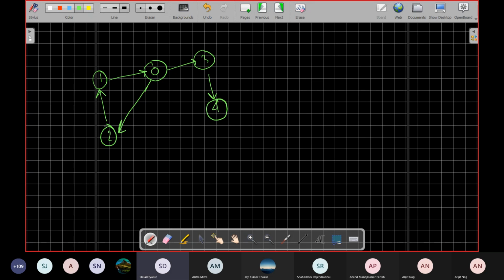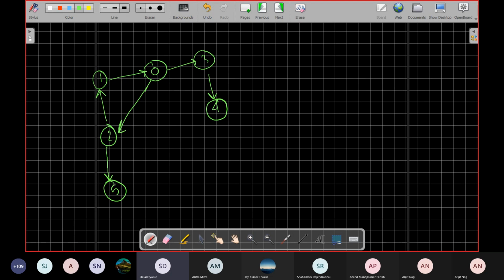Okay, and tell me what thing we need to add. Another node 5 at 2. Is it outgoing or ingoing? So outgoing. 5. Yes, sir. So in this case, okay. What about the stack structure?